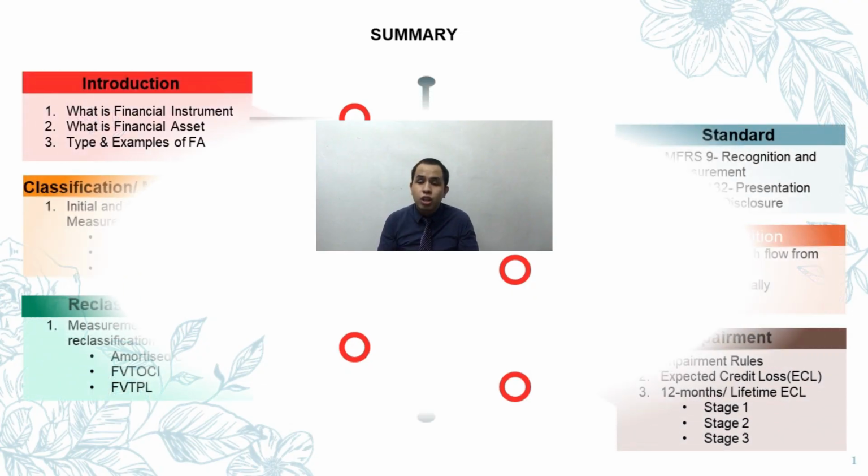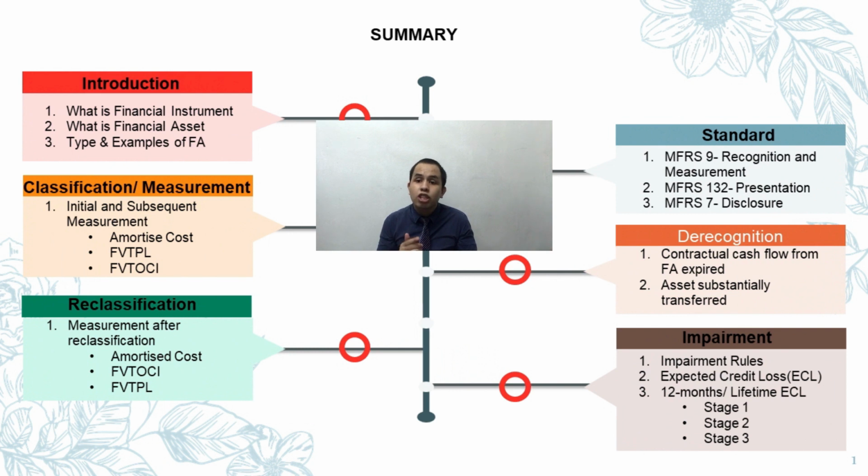For the recognition, we have to look at the contractual cash flow and whether the asset is substantially transferred in order to do the recognition of the financial asset. Moving on to the reclassification. Reclassification will only occur when there are changes in the entity's business model. And there are 3 measurements after reclassification: amortized cost, the second one fair value through other comprehensive income, and the third one fair value through profit or loss.